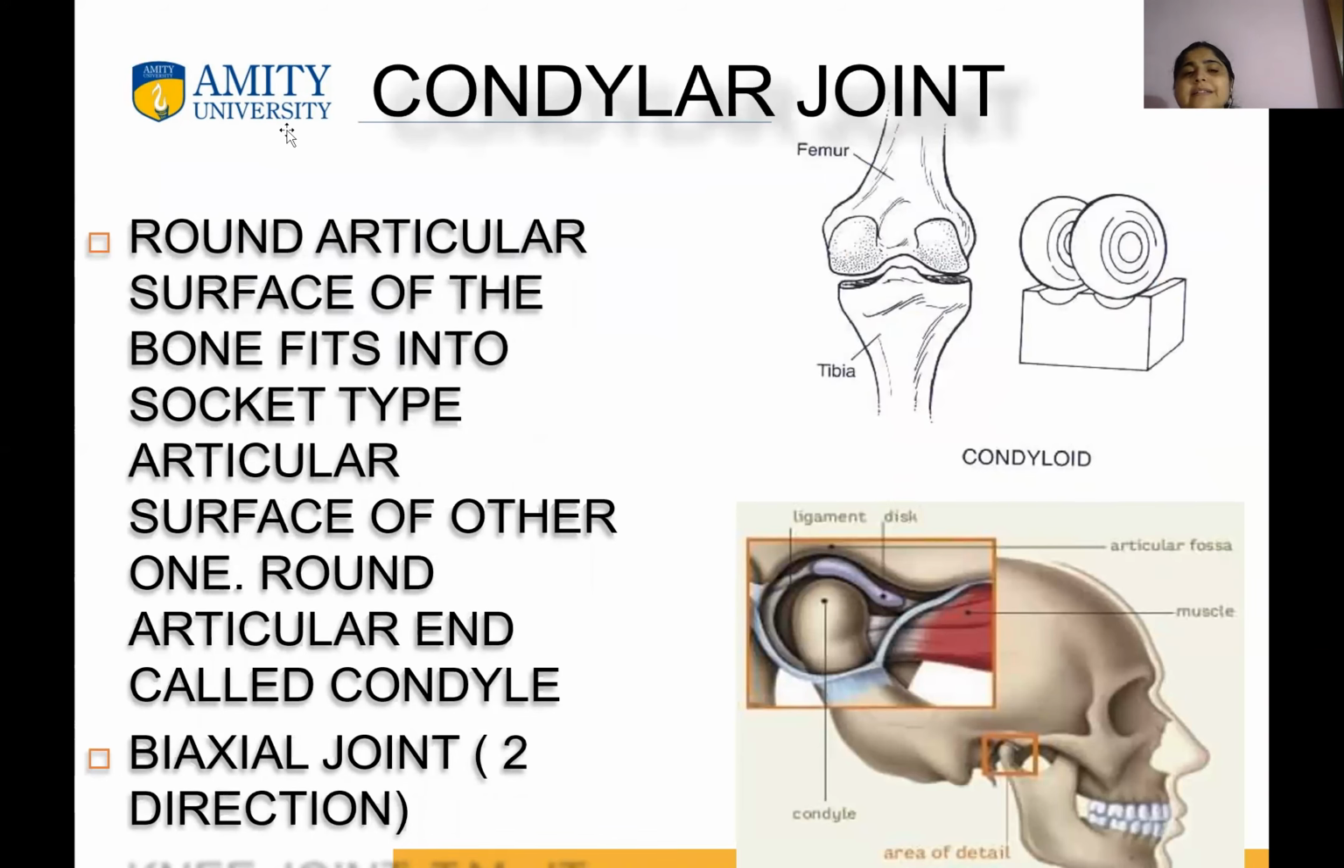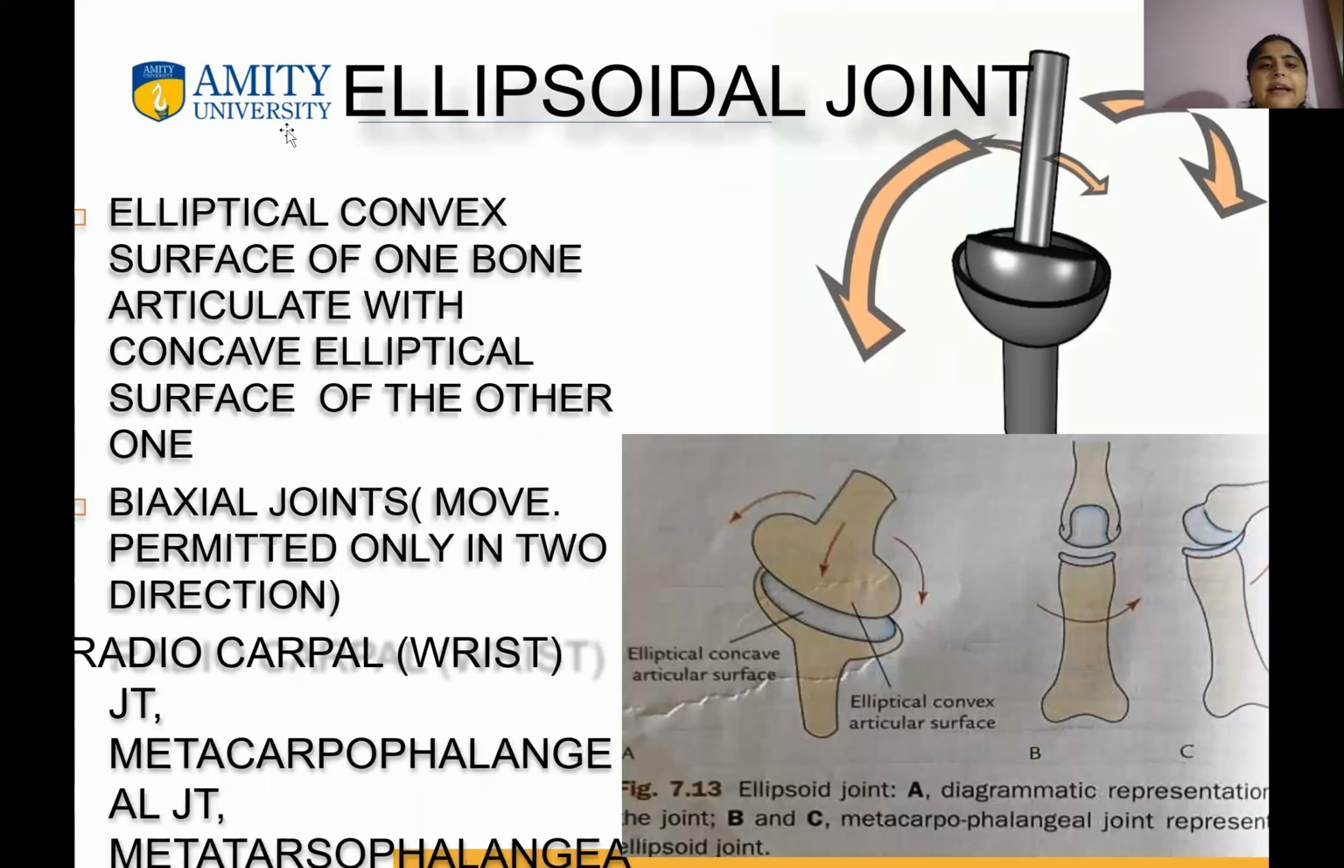Then the condylar joint. A round articular surface of the bone fits into the socket-type articular surface of the other one. It is a biaxial joint, two directions, that is, it provides flexion, extension, and limited rotation. The well-known example of the condylar joint is the knee joint. Then the ellipsoid joint, an elliptical convex surface, as depicted in the first picture, of one bone articulates with the concave elliptical surface of the other bone. It is a biaxial joint, that is, movement is permitted only in two directions. Like the radiocarpal joint, it provides flexion, extension as well as radial and ulnar deviation. Then the metacarpophalangeal joint and metatarsophalangeal joint.